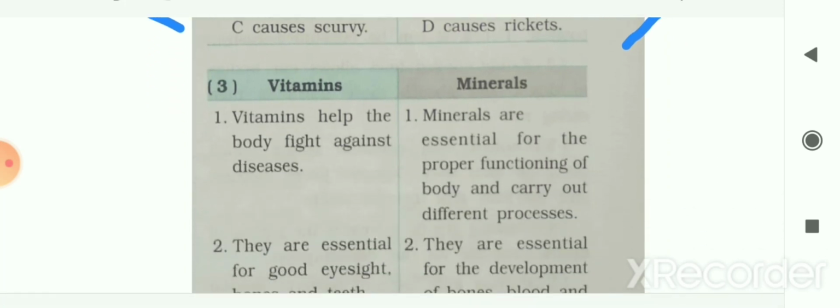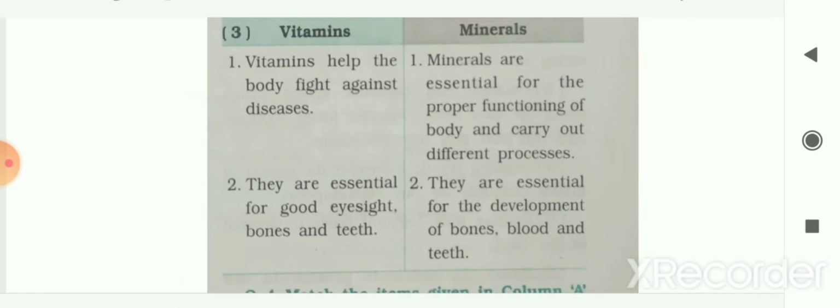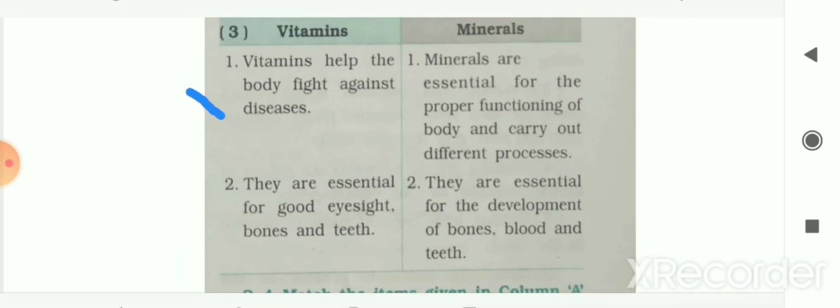The next is vitamins and minerals. So vitamins help the body fight against disease, whereas minerals are essential for the proper functioning of the body and carry out different processes. Vitamins are essential for good eyesight, bone and teeth, whereas minerals are essential for the development of blood, bones and teeth. So these are the differences between vitamins and minerals.